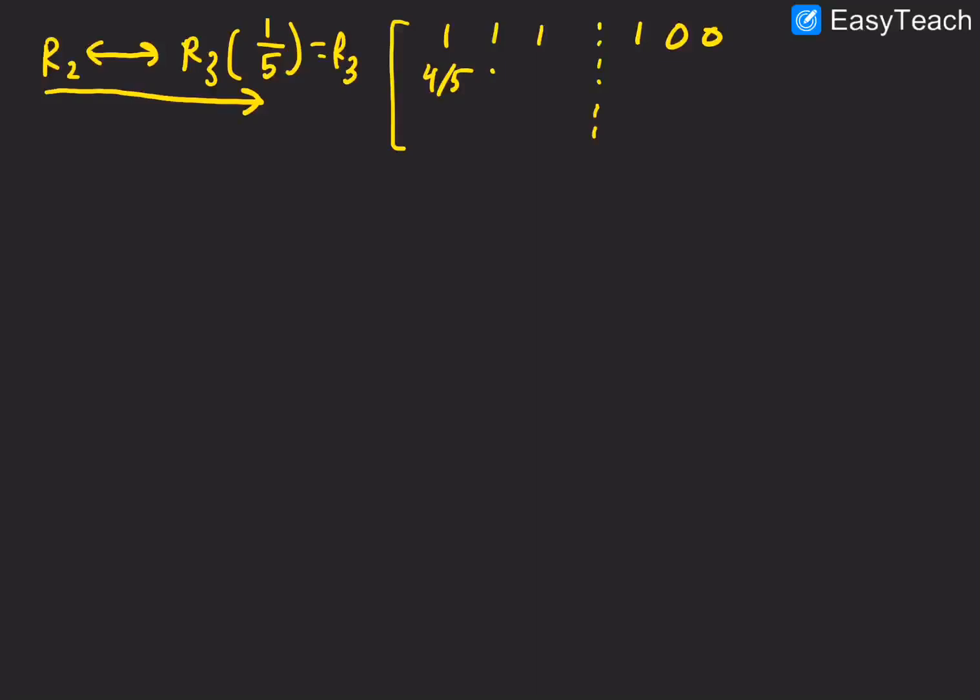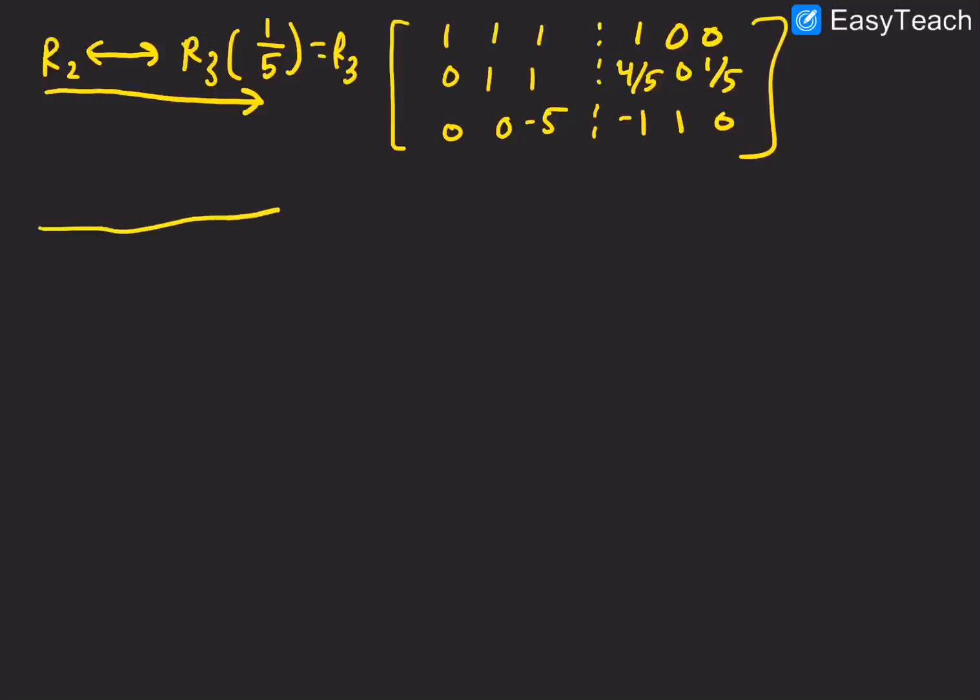4/5, 0, 1/5. Wow, I'm totally writing the wrong thing. I was calculating that on the wrong side. That's going to be on the right side. There we go. On the left side, you should see that. So this should be our new matrix after that operation. We'll do another operation. This looks like it's going to be a while.